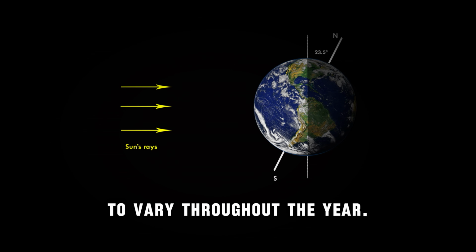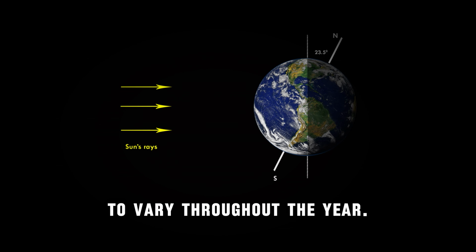The solstices occur when the Earth's axis is tilted either directly toward or away from the Sun. The summer solstice, around June 21st or 22nd, marks the longest day of the year in the Northern Hemisphere and the shortest in the Southern Hemisphere. This occurs when the Northern Hemisphere is tilted toward the Sun at its maximum angle, resulting in direct sunlight, longer daylight hours, and warmer temperatures.